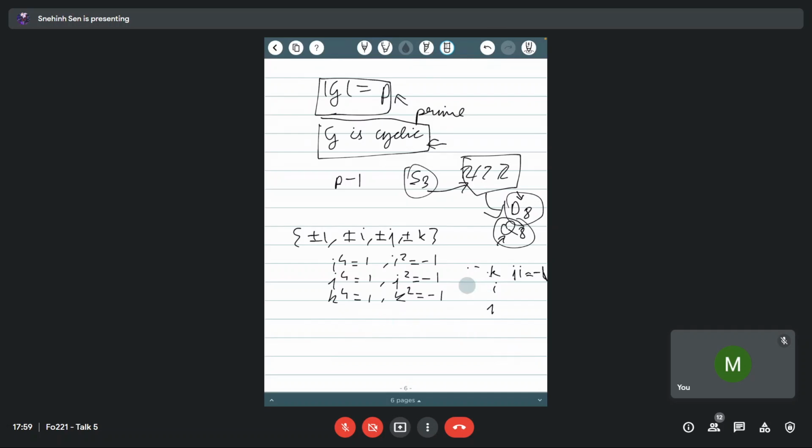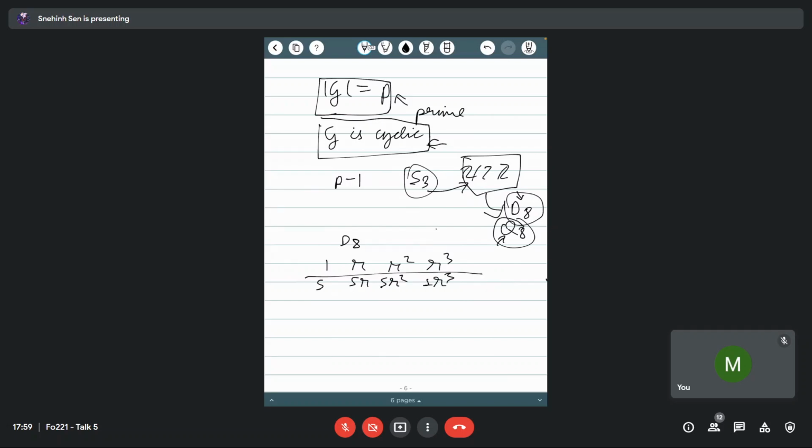Think about these results, and you'll realize that this is a group, and it's non-abelian, of course, because ij is not equal to ji. So this is also a group, and this is also not isomorphic to D8, because in D8, how many order 4 elements are there? D8 has basically R square and R cube, then there is S, SR square, SR cube. These are reflections and involutions, like order 2. This has order 1, this has order 2. So there are 2 order 4 elements.